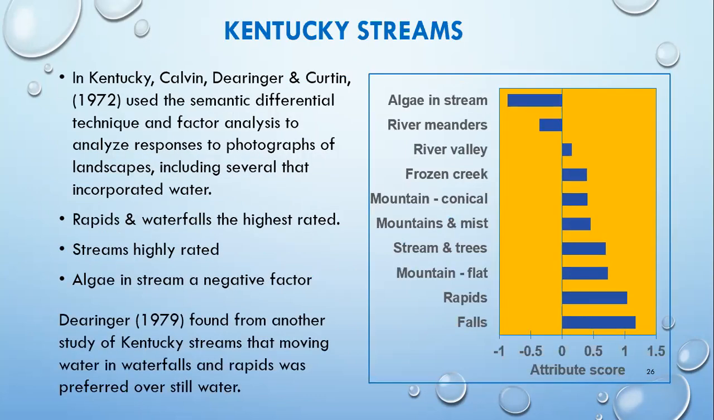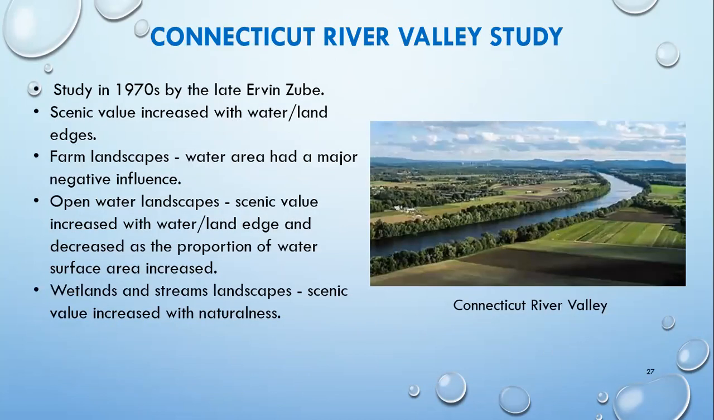In 1972, researchers found that rapids and waterfalls were the highest rating of water scenes, and streams were also fairly highly rated, as this graph shows. Further research in Kentucky found moving water was very significant in terms of scenic preferences. In the 1970s, the late Irvin Zube carried out a fairly major study on the Connecticut River, and he found that scenic value increased with the water-land edges and open water landscapes. The scenic value increased with the water-land edge and decreased as the proportion of water surface increased.